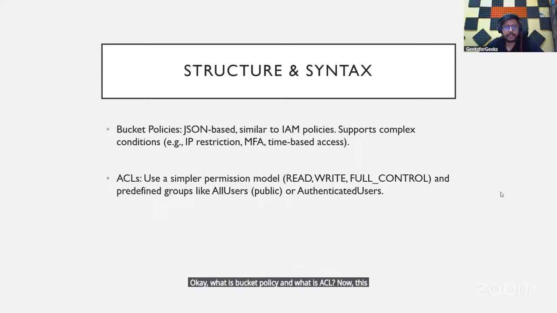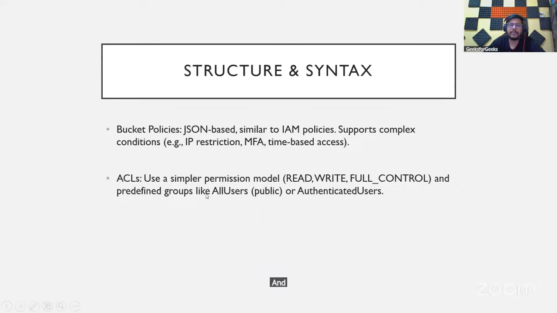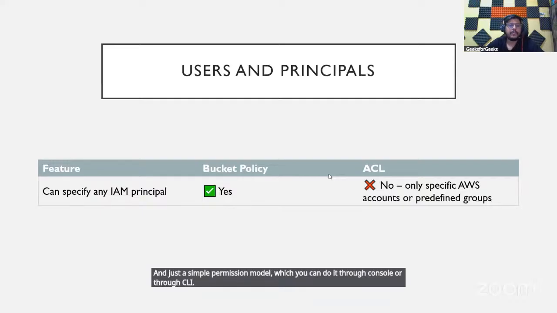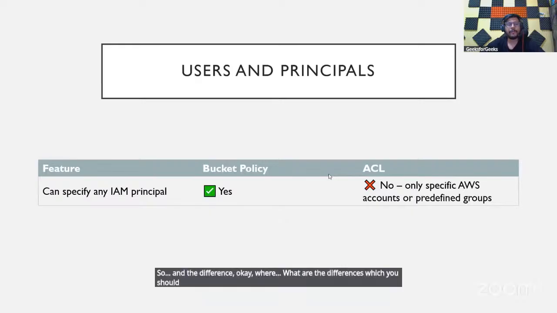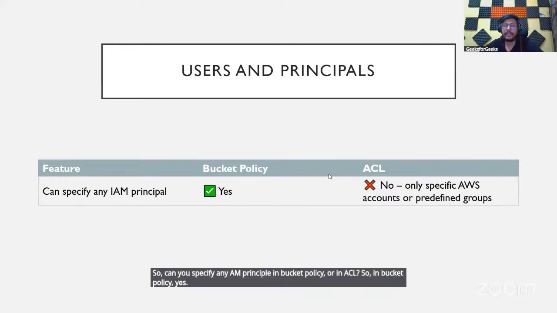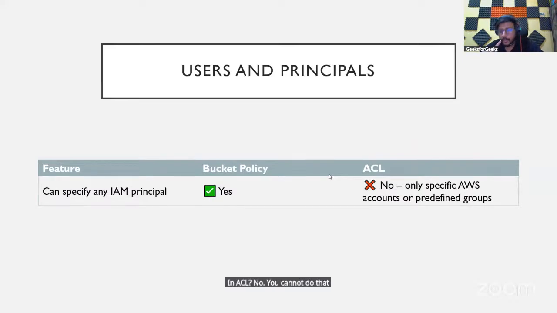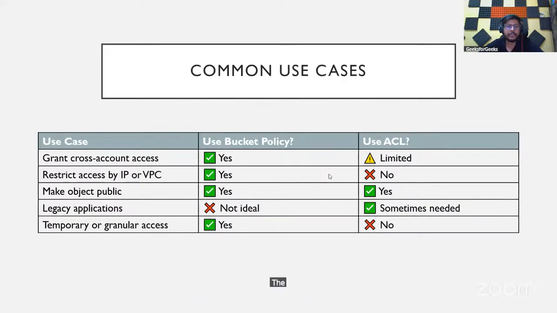Now, this is the structure and syntax which you're going to see. It's JSON based, just like IAM policies, while ACL is a simple permission model which you can do through the console or through the CLI. What are the differences you should be aware of? Can you specify any IAM principal in bucket policy or in ACL? In bucket policy, yes. In ACL, no, you cannot do that. Only specific AWS accounts or predefined groups can be used, but bucket policy gives you that leverage. The common use cases: it can help you grant cross-account access.